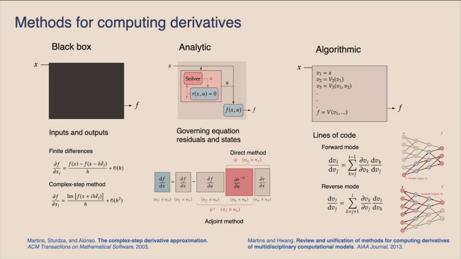If you have access to the residuals and the state variables, then you can implement either the direct or the adjoint method, what I call analytic or semi-analytic methods, or implicit analytic methods. And finally, all the way to the right, you have AD, automatic or algorithmic differentiation. At that level, you're looking at every single line of code. So in the middle is more of an abstraction. On the right, you're looking literally at every single line of code. In theory, you can differentiate every single line, and you have AD.